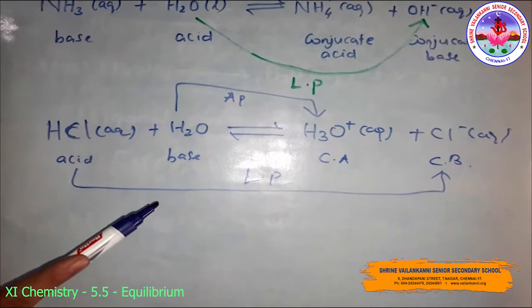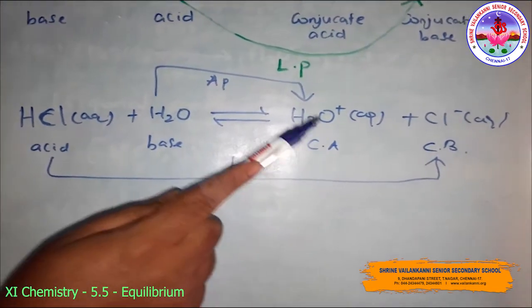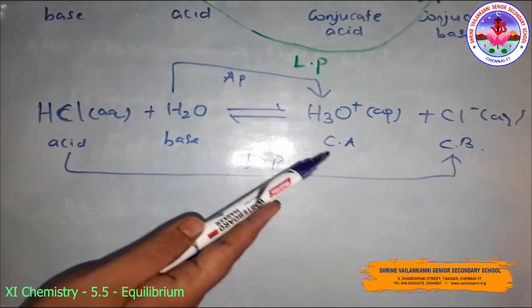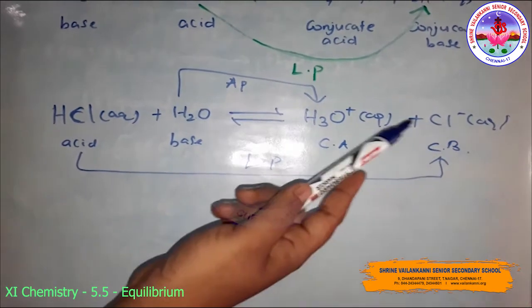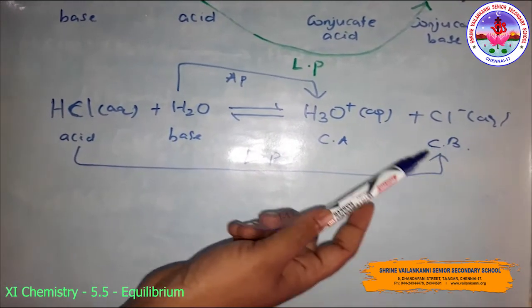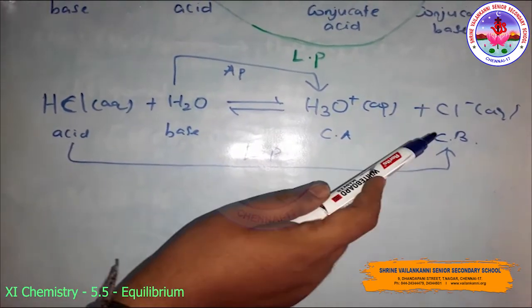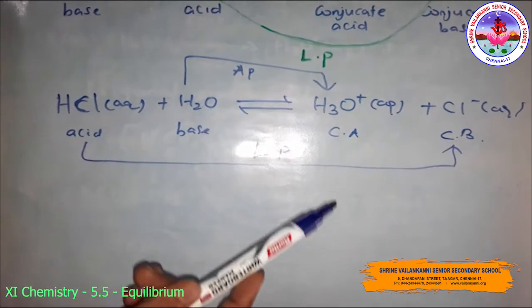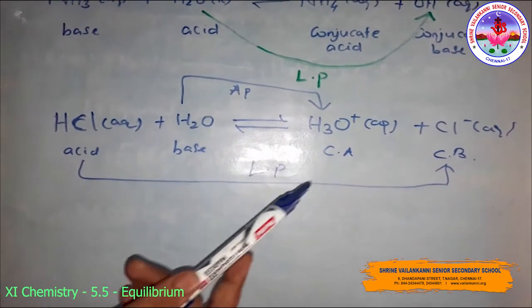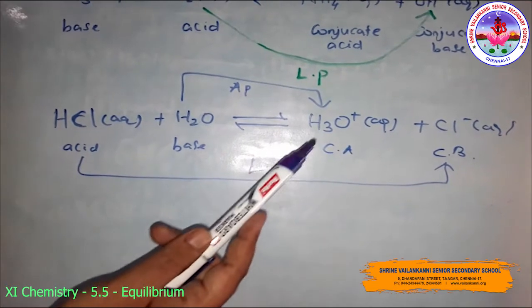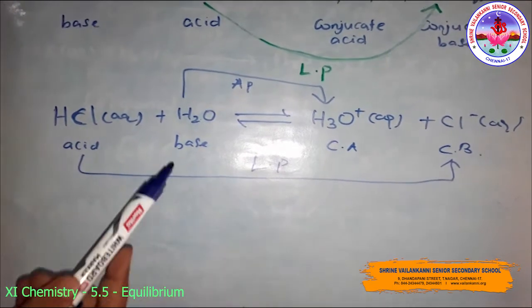Water acts as a base because it accepts a proton. The species hydronium ion is produced when water accepts a proton from HCl. So therefore Cl minus, look at this, this Cl minus is the conjugate base of HCl, and HCl is the conjugate acid of the base chloride ion. Similarly, water is the conjugate base of the acid hydronium ion, and hydronium ion is the conjugate acid of the base water molecule.